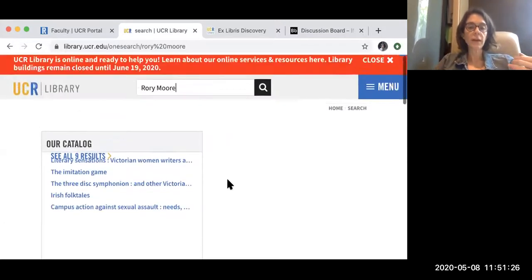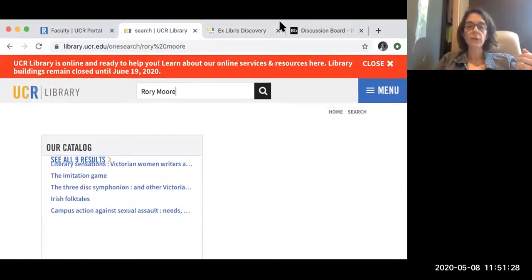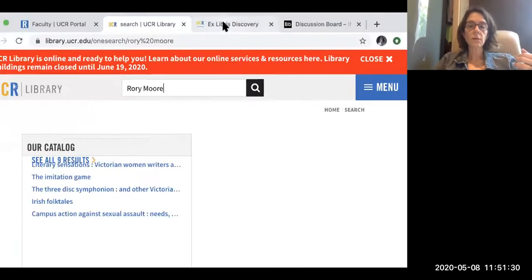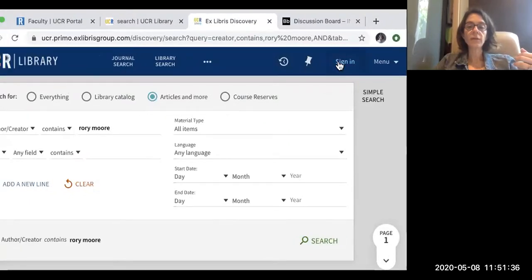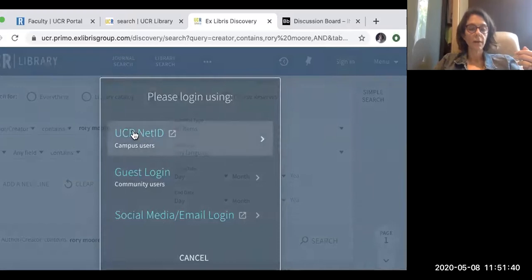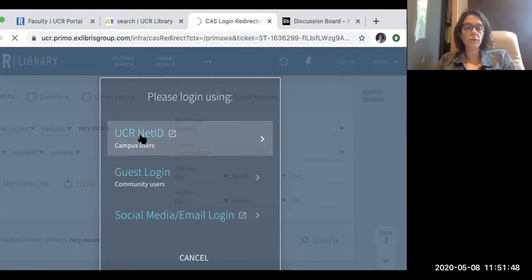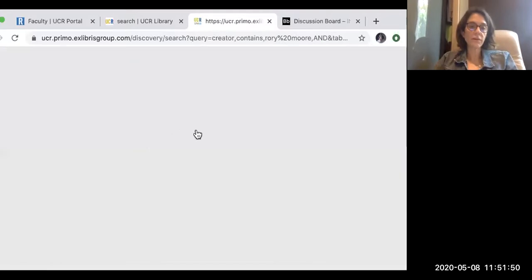And once I sign in, if you notice here, let's see. Oh, good. So I'll sign in here, right? Because when you go to the UCR library and you're doing a library search or journal search, you can see this sign in over here. I'm going to do that through my UCR Net ID. So there's a library sign in as well.